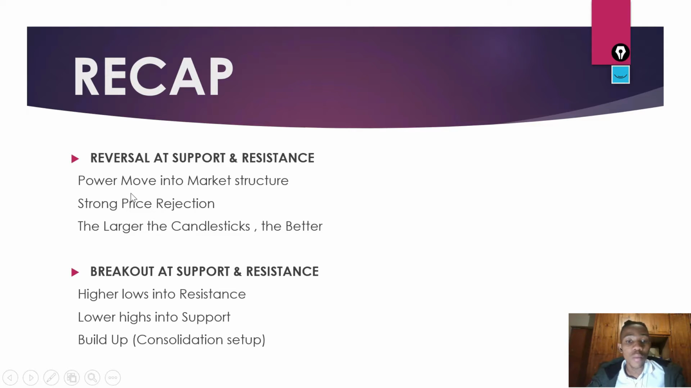We're going to need to see a power move into the market structure. You need to see a strong price rejection. The larger the candlestick, the better. For a breakout, we need to see higher lows into resistance. We need to see lower highs into support. And we need to see a build up acting as consolidation. That's creating buying pressure or selling pressure to give it enough momentum to break through our market structures. So that's what we use to identify a breakout or reversal.